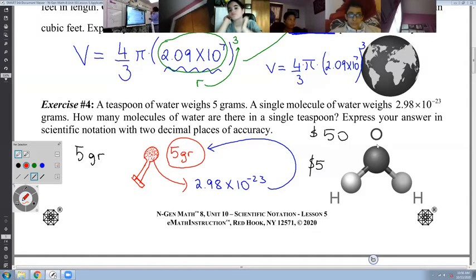$5 plus another $5 plus another $5 plus another $5, right? You will go up to $50. How many $5 bills should you have to make $50? Oh, intelligent. Well, how many?